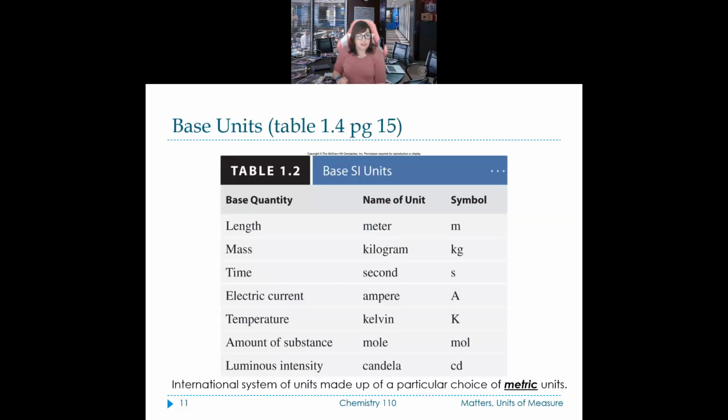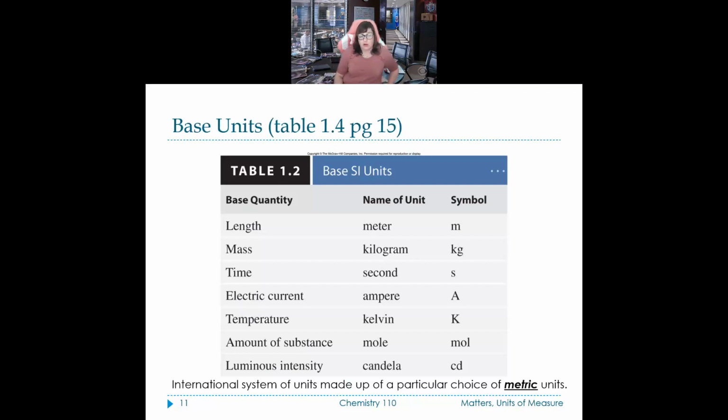So what are our base units? And this is actually from a different textbook, but there is a similar table in your textbook. It's table 1.4 and it's on page 15 in your text. So, what are we talking about? Length. The name of the unit is meters, and these are the base SI units that we typically use. Those are symbolized as m.